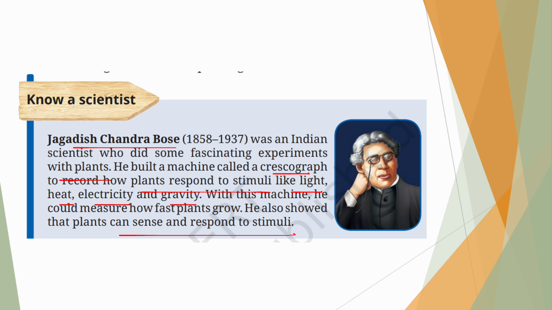Jagadish Chandra Bose was an Indian scientist. He had done so many fascinating experiments with plants. He built a machine called a crescograph. This machine can record how plants respond to stimuli like light, heat, electricity, and gravity. With his machine, he could measure how fast plants grow. He also showed that plants can sense and respond to stimuli.